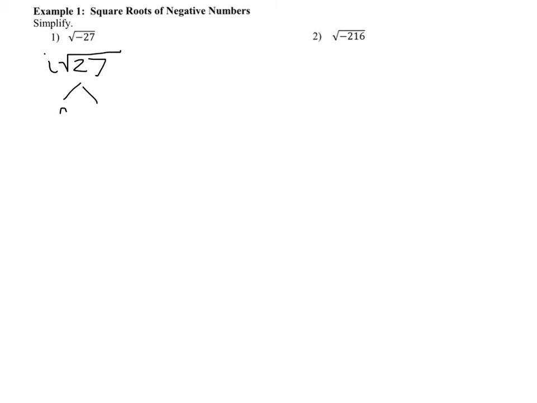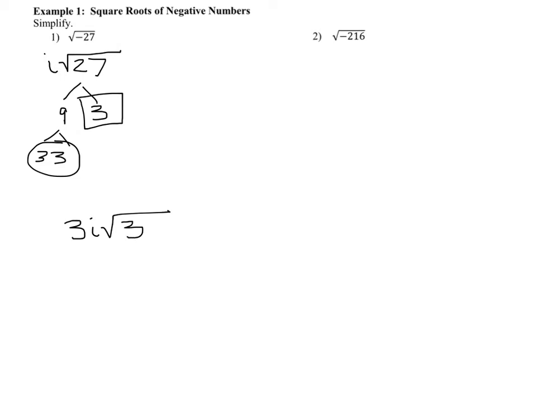Now I'll break the 27 down just as I would any other time I was taking the square root. Remember, I'm looking for pairs because this is a square root, and I have one pair of 3's that can move to the outside. So I'm going to end up with 3i square root, and then remember, anything that's lonely that doesn't have a pair has to go back inside, so a 3 is back on the inside. So our final answer is 3i square root of 3.